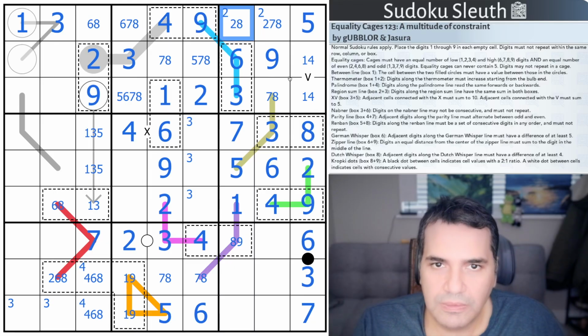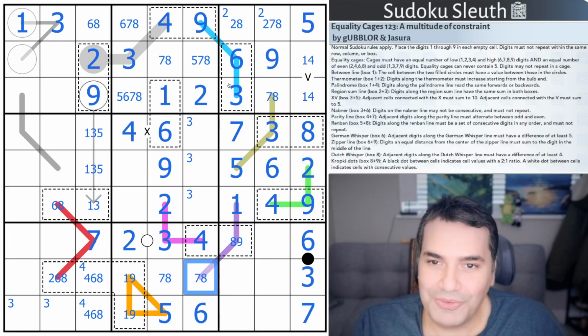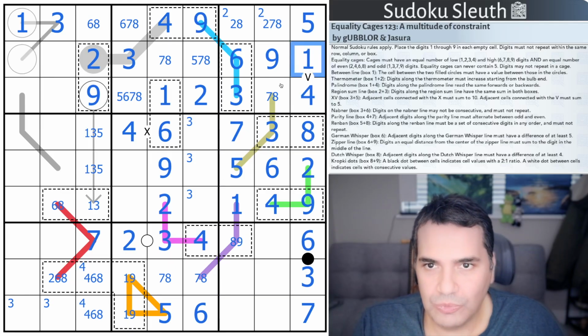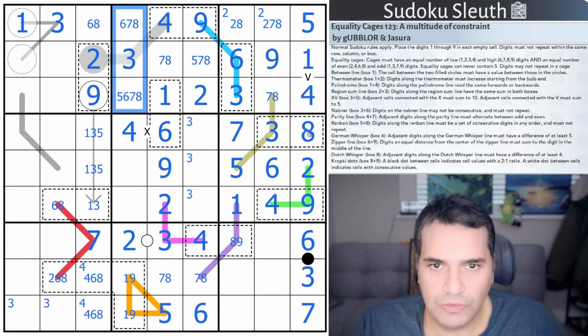That's not a 7. That is 2 or 8. That 1 is still not resolved. That 1 is resolved. Oh, that's 4. That's 1. Still need a 5 in here. There are no... Oh, yeah. There's 2 places for it. And a 6. There are 2 places for it. Never mind.